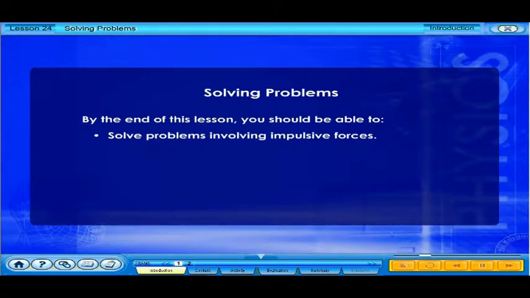By the end of this lesson, you should be able to solve problems involving impulsive forces.